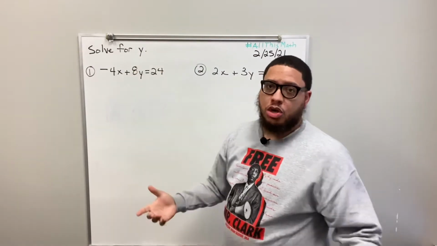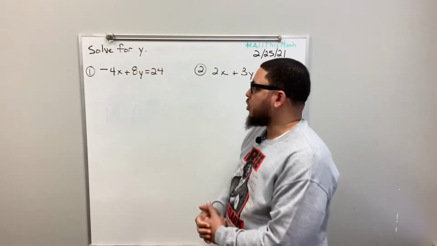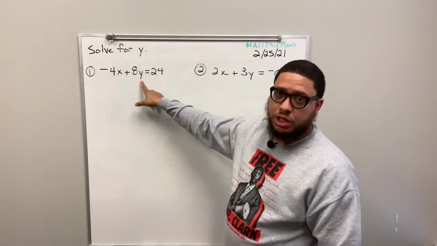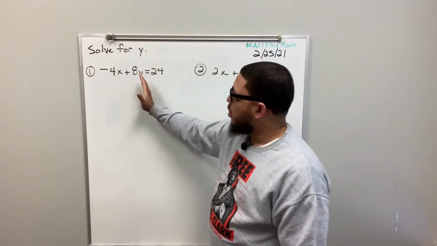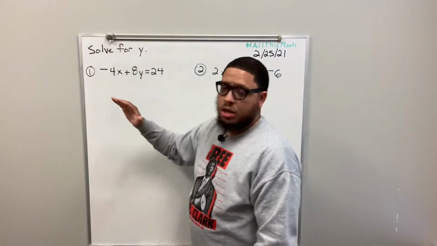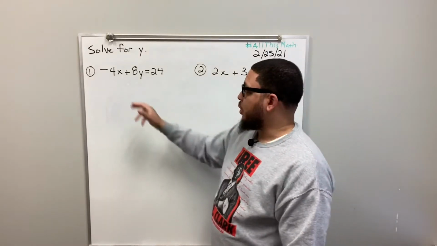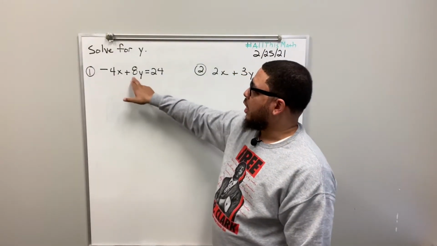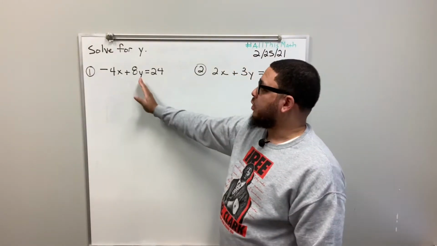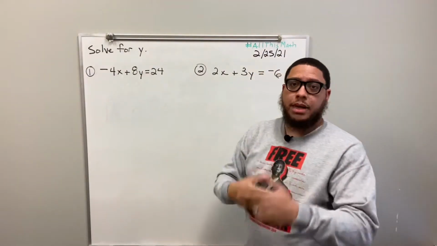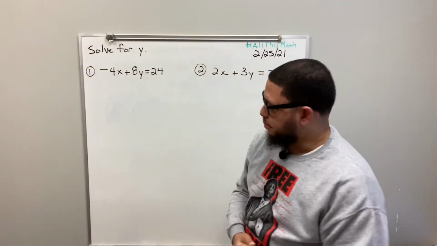Now, what does it mean to solve for y? Solve for y means you get y, this variable y, all by itself on the left side of the equal sign with nothing else there. So that means we get rid of this negative 4x and we get rid of this 8. And we're left with just y by itself. Now, I'm about to walk you through how to do that.